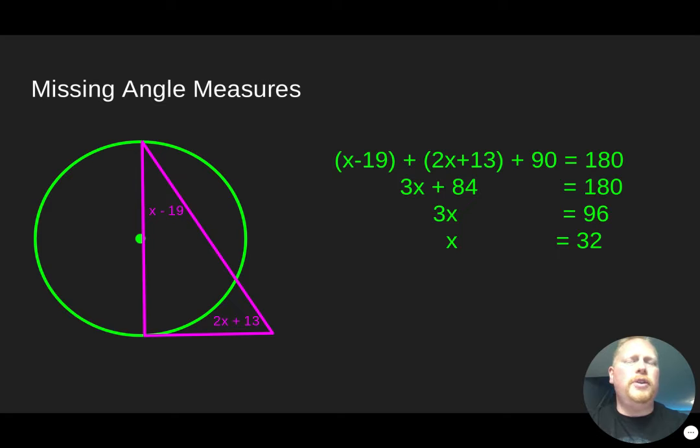Now make sure you pay attention to what the question is asking. If it just says find x, you found x. But what if it says what are all the angles in the triangle? Then we have to take that 32 and plug it in. For that top angle, I get 32 minus 19, which is 13 degrees. I can take that 32, plug it into that bottom angle: 32 times 2 is 64, and 64 plus 13 is 77. And of course, the only reason we were able to do that is because that third angle is a right angle. So if you add up 13, 77, and 90, does that make 180? It sure does. That's proof that we did it correctly.